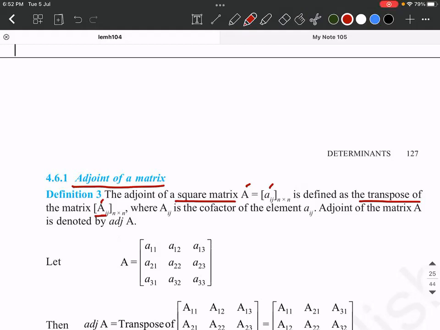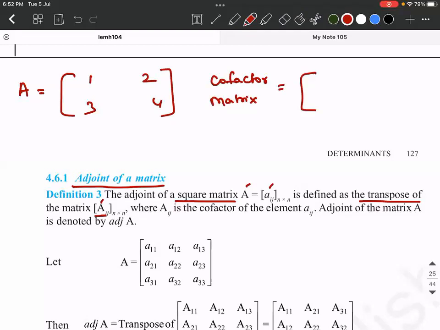Let me get into an example itself. If I take A is equal to 1, 2, 3, 4. You know what is the transpose of the matrix, right? Interchanging the rows and the columns. So 1, 2, 3, 4. If I have to write the cofactor matrix, then what will it be? So first write down the elements. 4, 3, 2, 1. You didn't put the sign. You wrote the minor matrix, not the cofactor matrix.